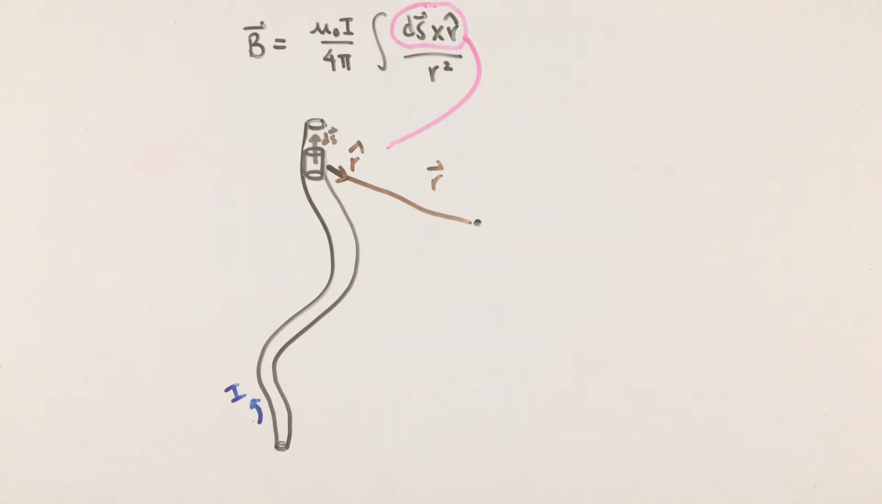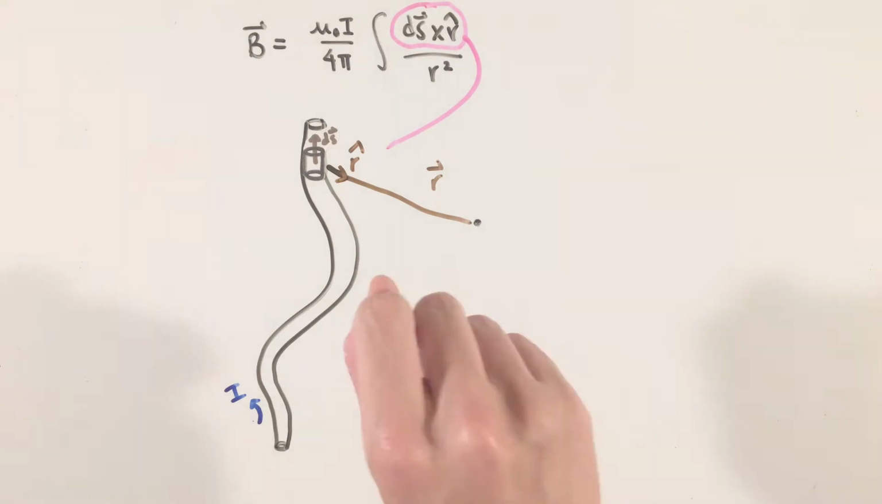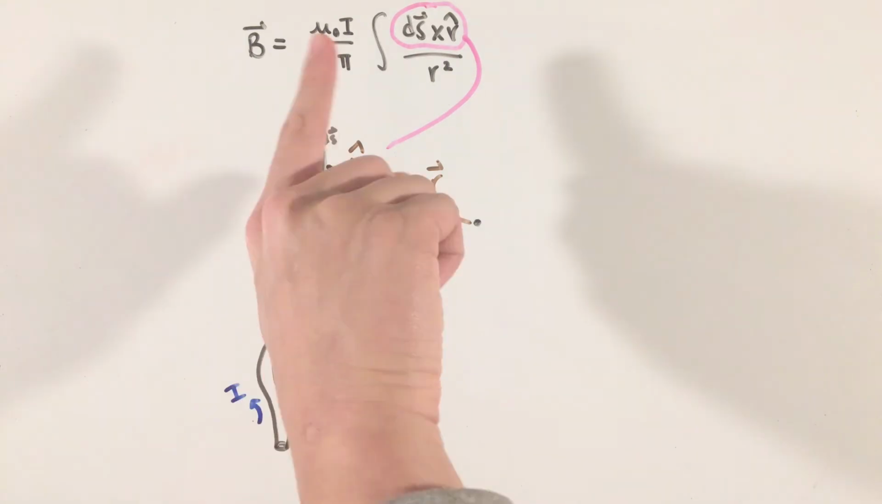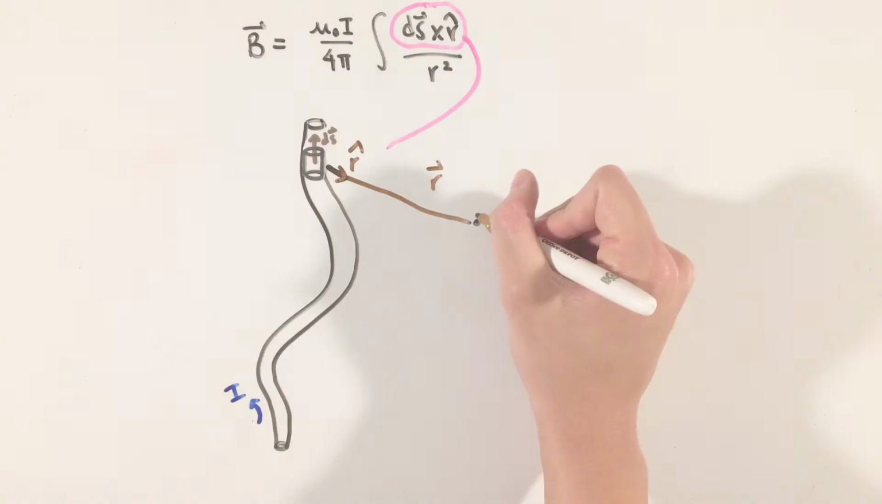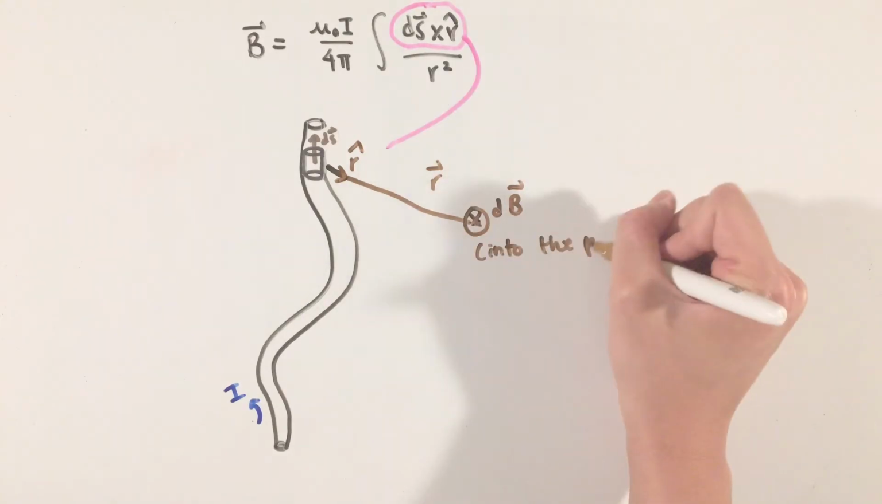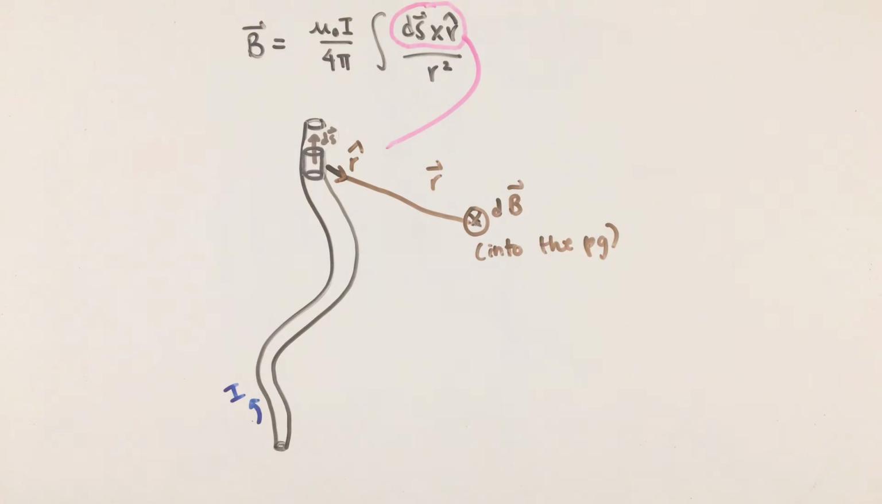analysis. The direction of this cross product is given by the right-hand rule, pointing your right index finger in the ds direction, right middle finger in the r hat direction, with your thumb giving the direction of that small magnetic field contribution, which we'll call dB.